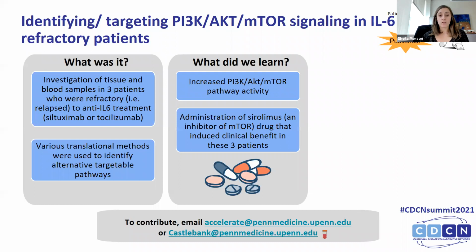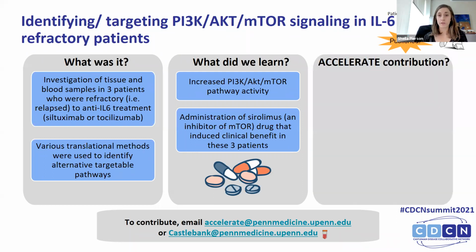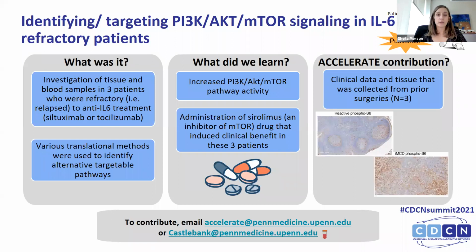And so what we found is that the administration of a drug called sirolimus, which inhibits mTOR, has induced clinical benefit in these 3 patients who were refractory to anti-IL-6 treatment. And so what was Accelerate's contribution? How does Accelerate figure in here? So the clinical data that we got for these 3 patients and the tissue that we studied was all collected under Accelerate. So we wouldn't have been able to do that research without collecting that tissue there.